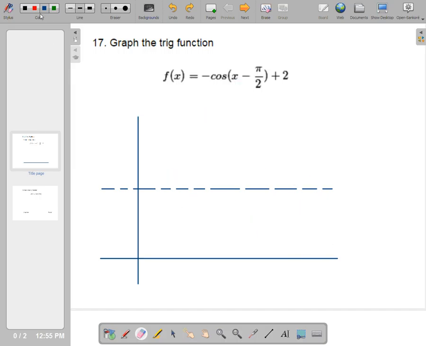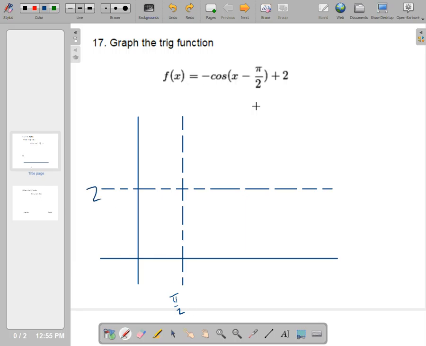I also have a vertical shift and a phase shift in this problem. So the vertical shift is to the right, pi over 2. So let me get these things drawn, and then I will label them. This is right, pi over 2, and this is up 2.